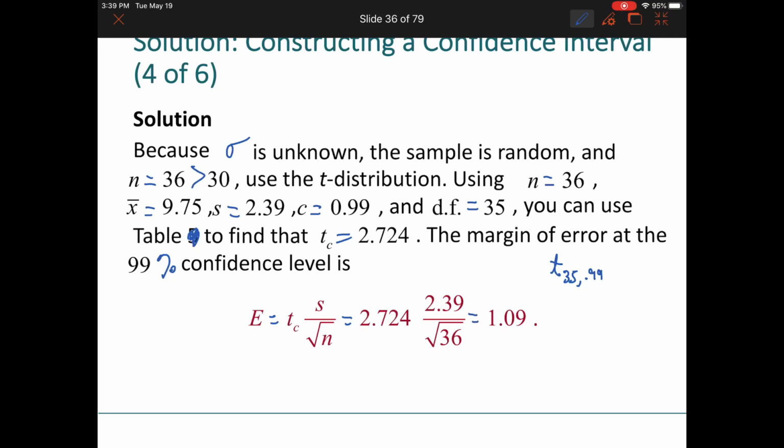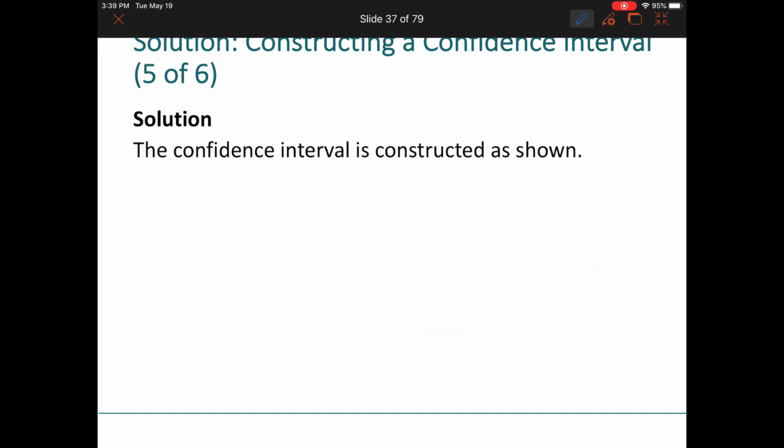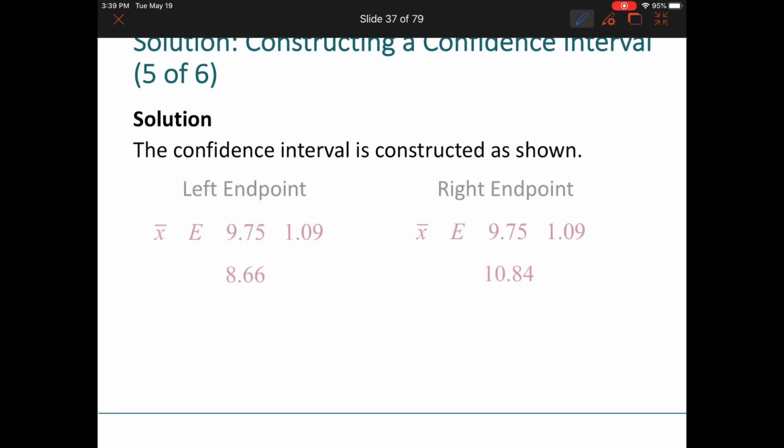Well, the margin of error, which is a nice way to go, is to take t s over square root of n. There they are. Those are the numbers that yield eventually a 1.09. Not a very large margin of error, considering we have a sample size of 36.